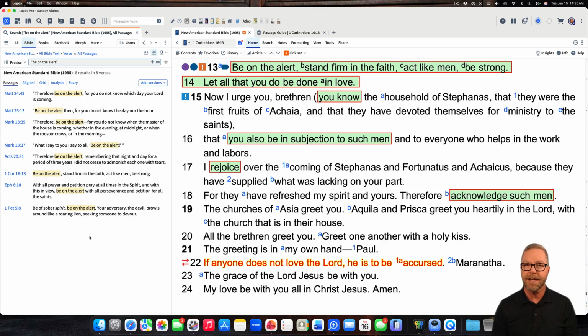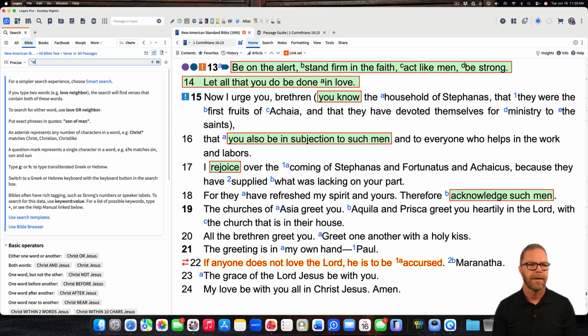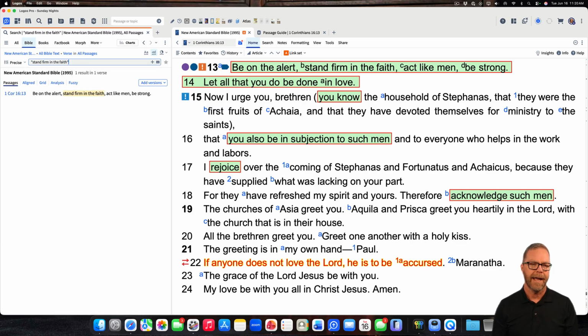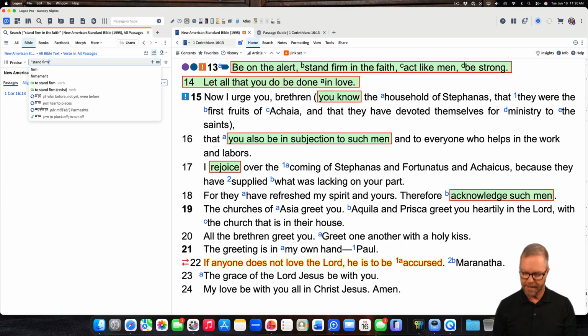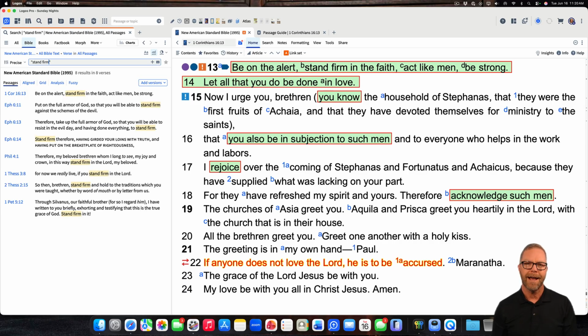Now we're going to try "stand firm in the faith," and you'll see what happens here. Okay, we only get one hit. Wah, wah. You know, that's kind of a bummer, right? But notice what happens if we just take off "in the faith" and just search "stand firm," part of that phrase. Now we've got a bunch of examples, right? A whole bunch. Stand firm against the schemes of the devil.